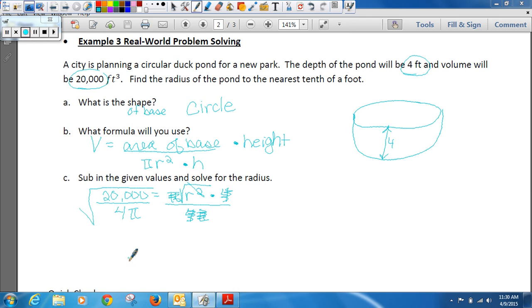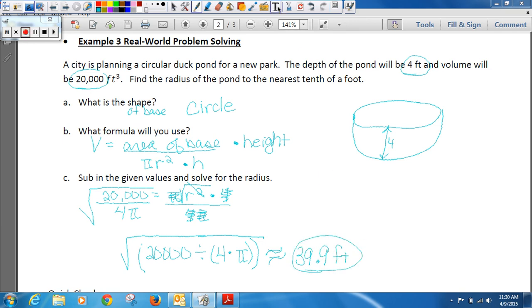So in your calculator you would put the following. The square root of 20,000 divided by parentheses 4 times pi, and I would use your pi symbol, close your parentheses, close them again, equals. And then it says you're going to round that answer to the nearest tenth. So to the nearest tenth, that would be approximately 39.9 feet.